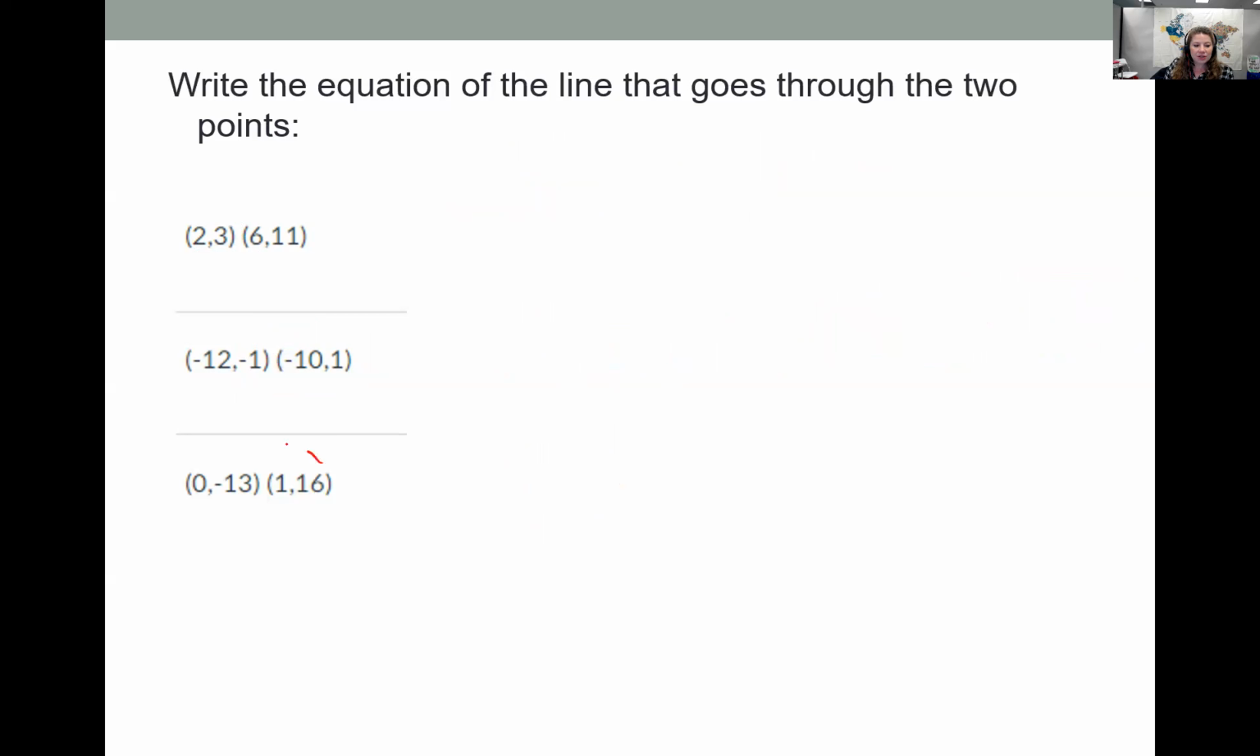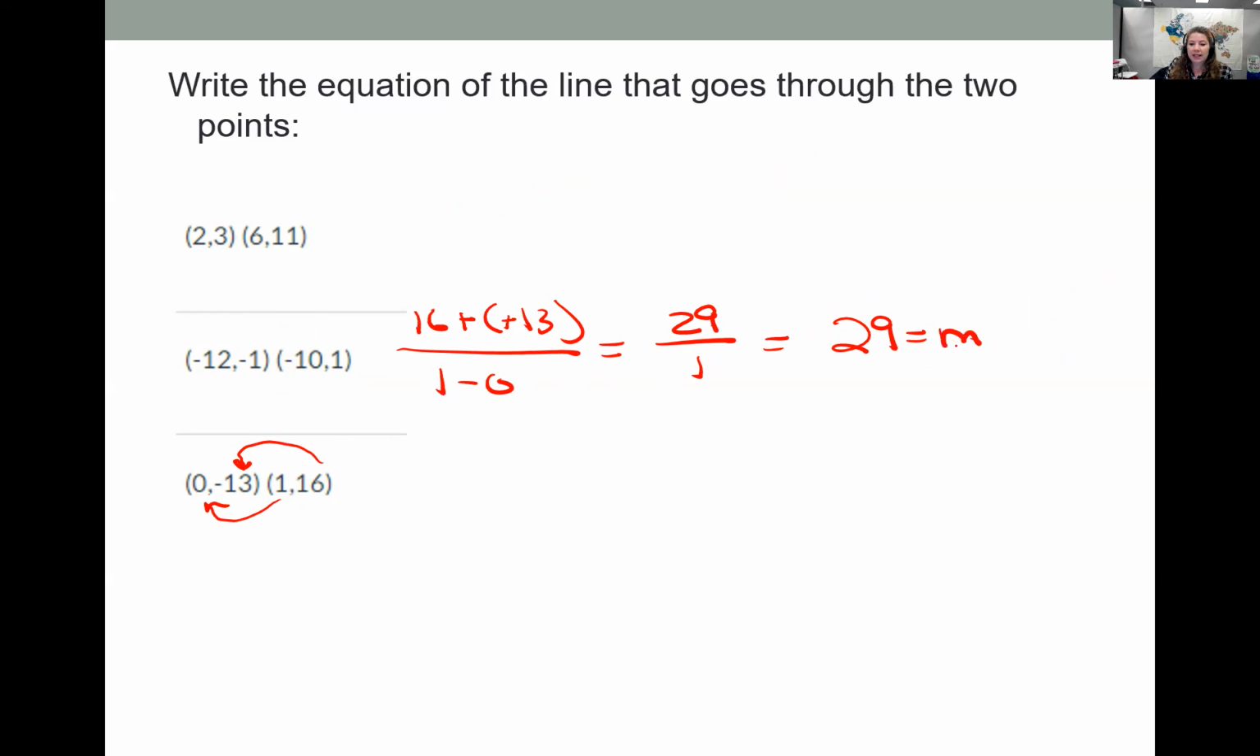So we're going to do the change in y over the change in x. So what is 16 minus -13, excuse me, and 1 minus 0? I can do bam, bam. So I get 29 over 1 minus 0 is 1. So 29 divided by 1 is 29. So my slope is 29.